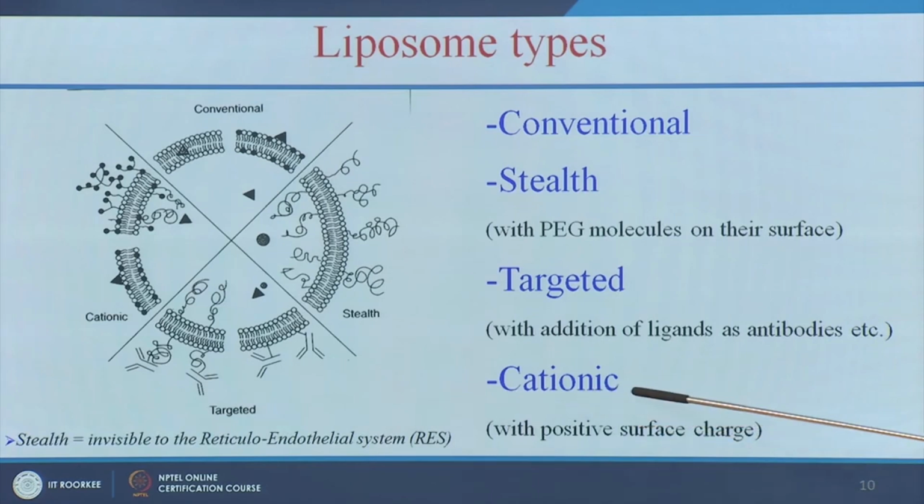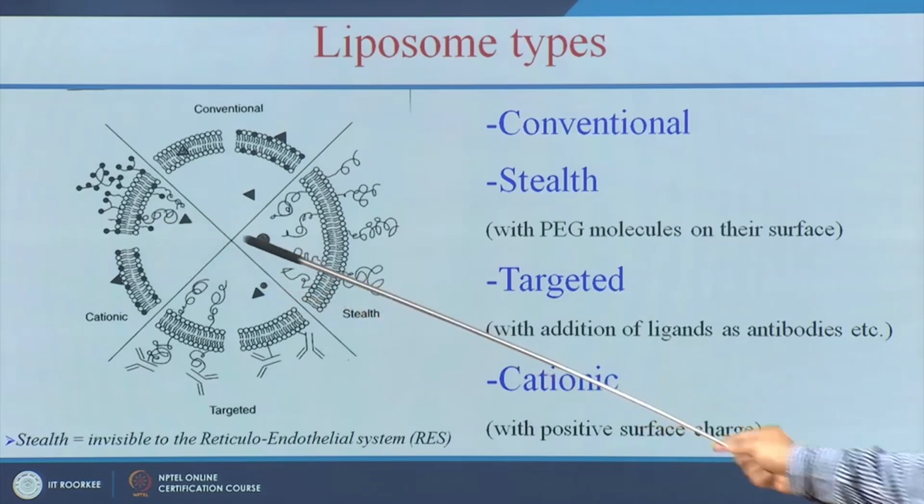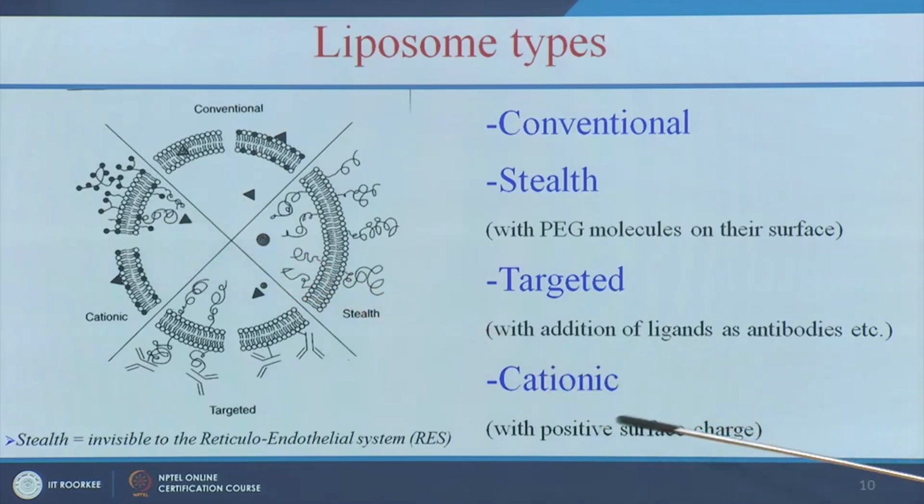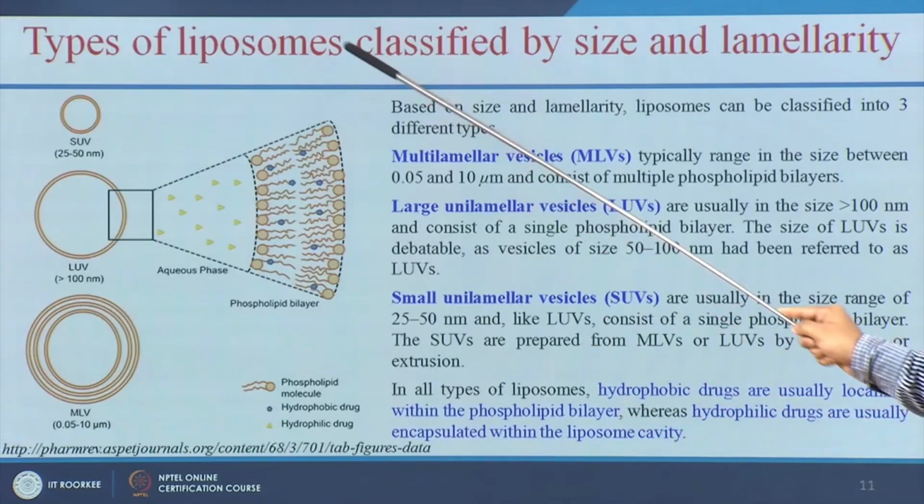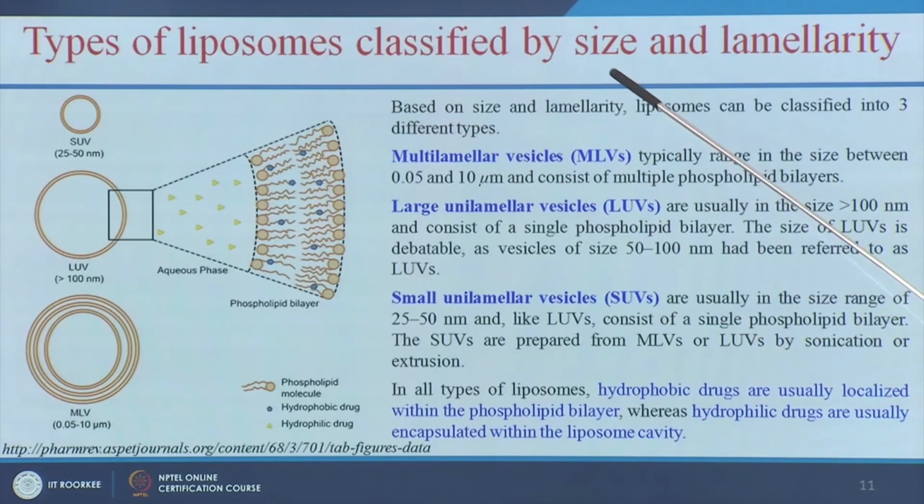The fourth one is cationic liposomes. These have a positive surface charge. As you know, DNA as well as cells are negatively charged, so these cationic liposomes can easily bind to them, and they can be useful for various drug delivery applications. Liposomes can also be classified based on size as well as lamellarity.